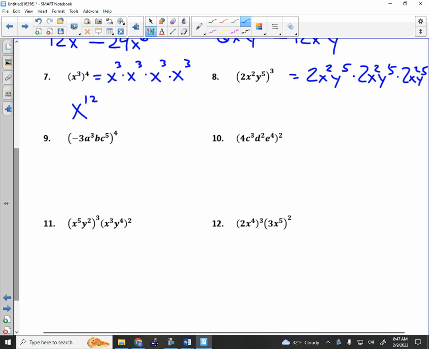Now, people often wonder, do you take this 2 out front, this coefficient, and multiply it by 3? No, I don't multiply it by 3. I take 2 times 2 times 2. I take 2 to the 3rd power, which is 8. And then you have x squared times x squared times x squared, which is x to the 6th. And then y to the 5th times y to the 5th times y to the 5th, which is y to the 15th.